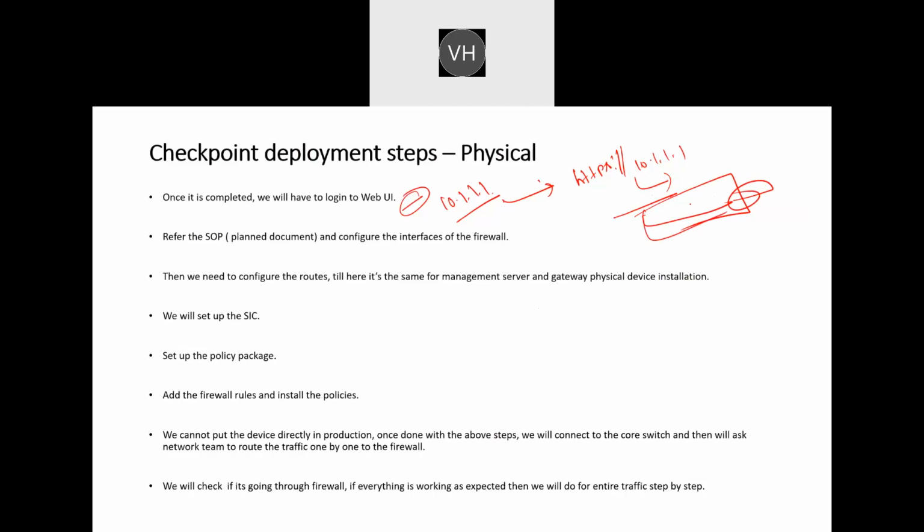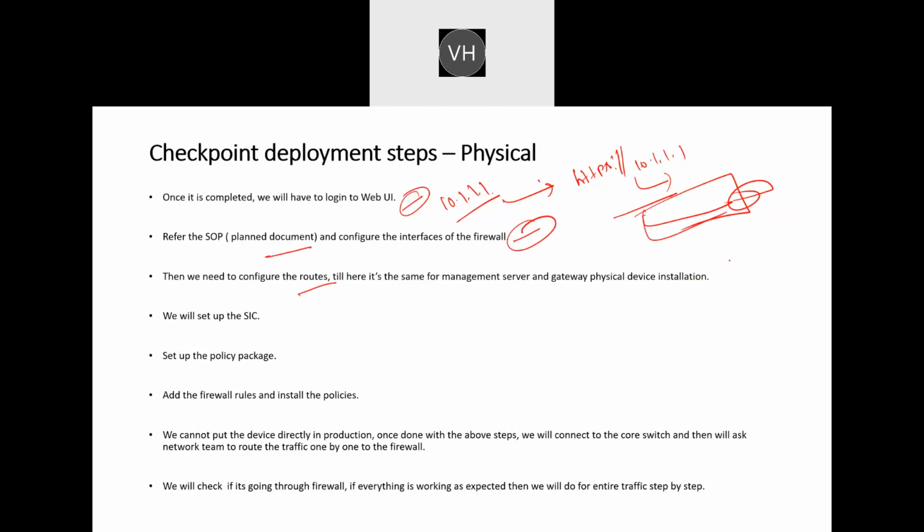Here we have the SOP, nothing but the plan document. They will provide how many interfaces we need, and their IP addresses, everything. We have to configure that. And routes also we need to configure.